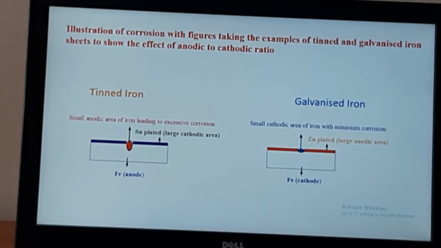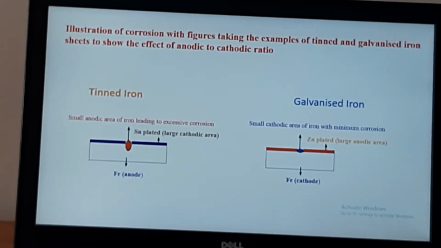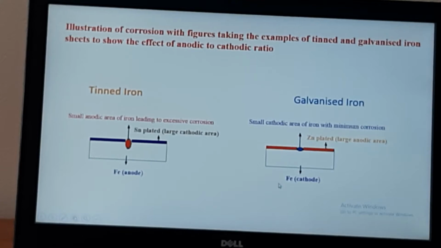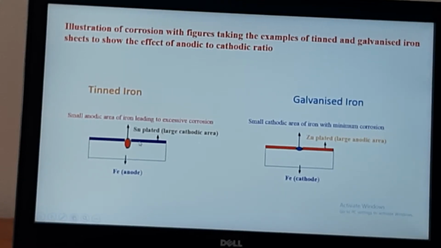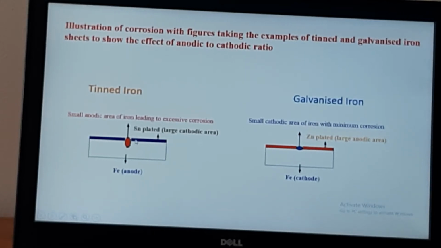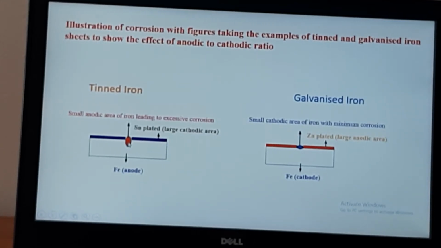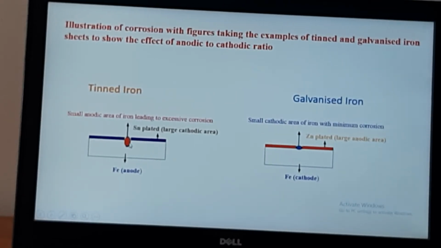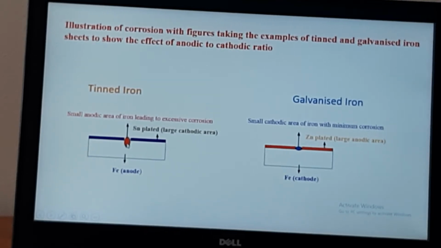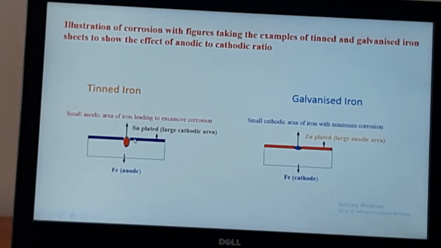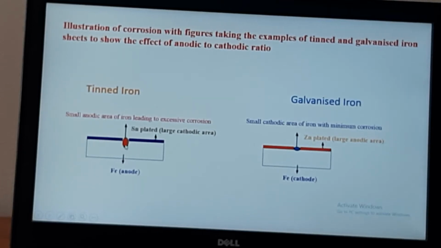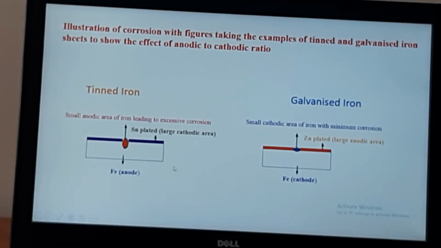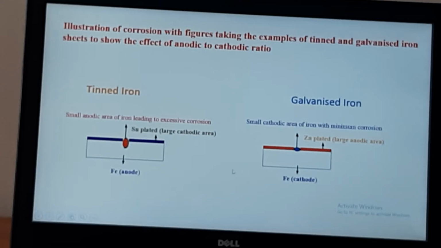This is further illustrated with the help of these figures. Here the tinned iron plate is shown. The tinned portion is shown in blue, and a small scratch here is the anode, a small anode. This scratch is becoming a large hole because of the large demand of electrons by this large cathodic surface from this small anode, resulting in intense corrosion on the tinned surface.